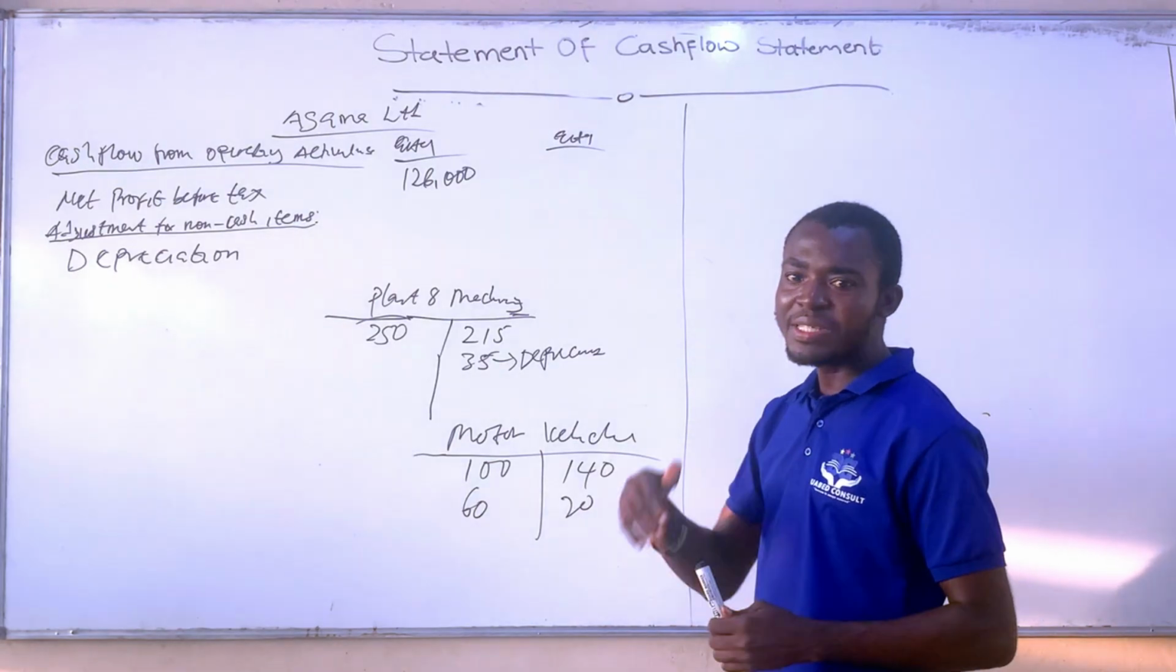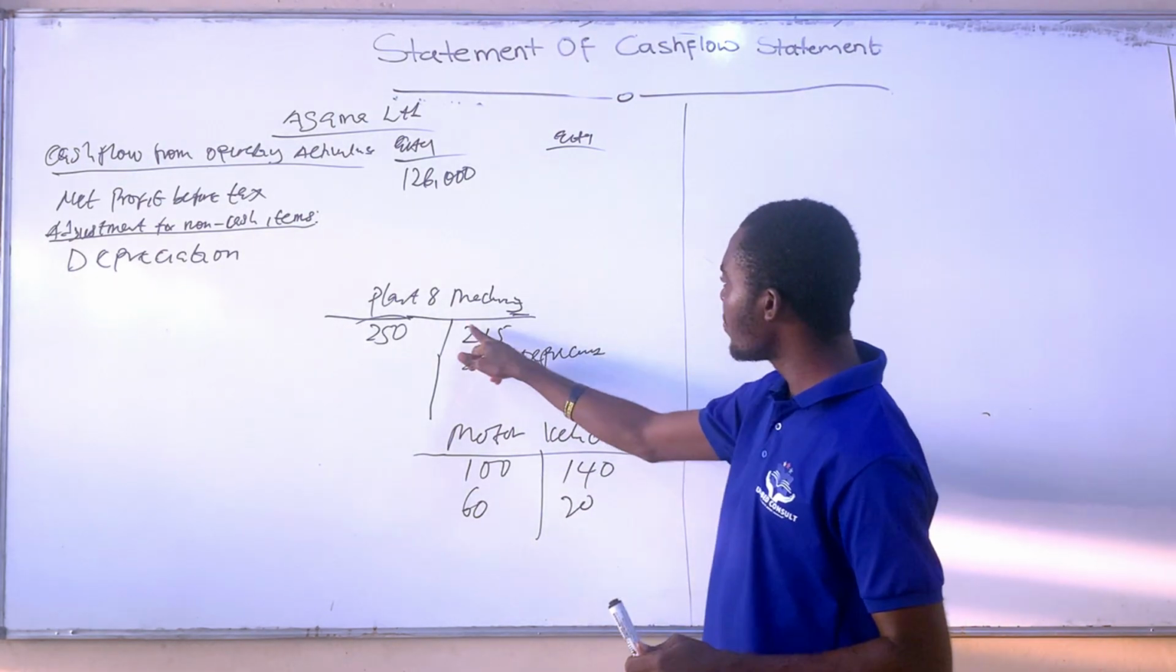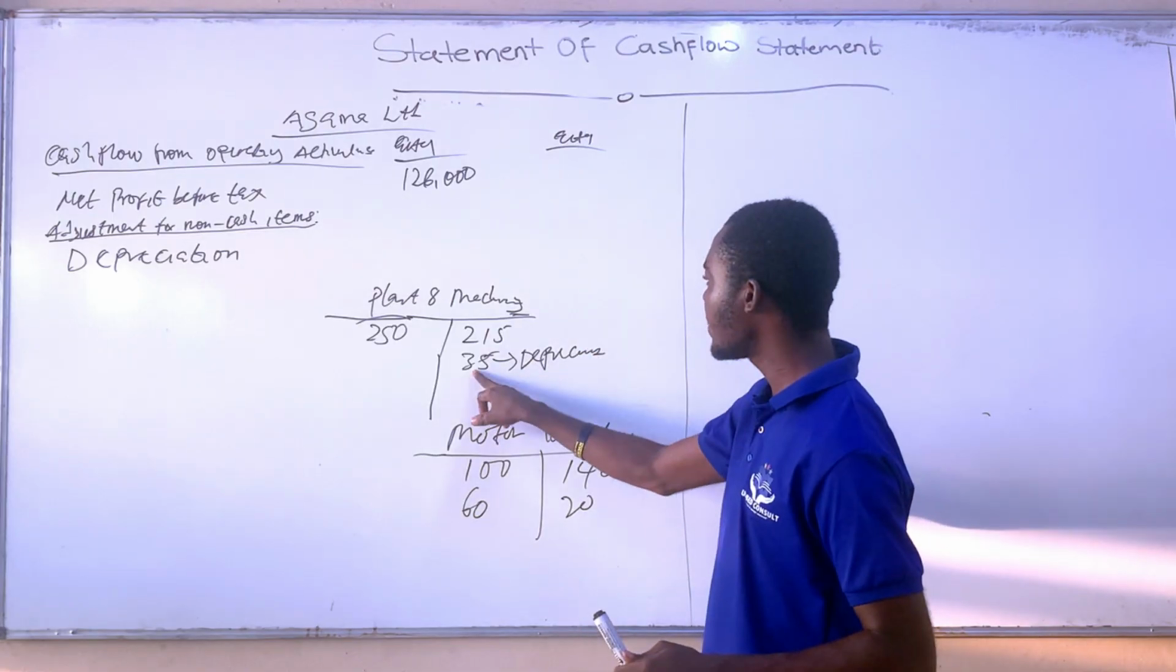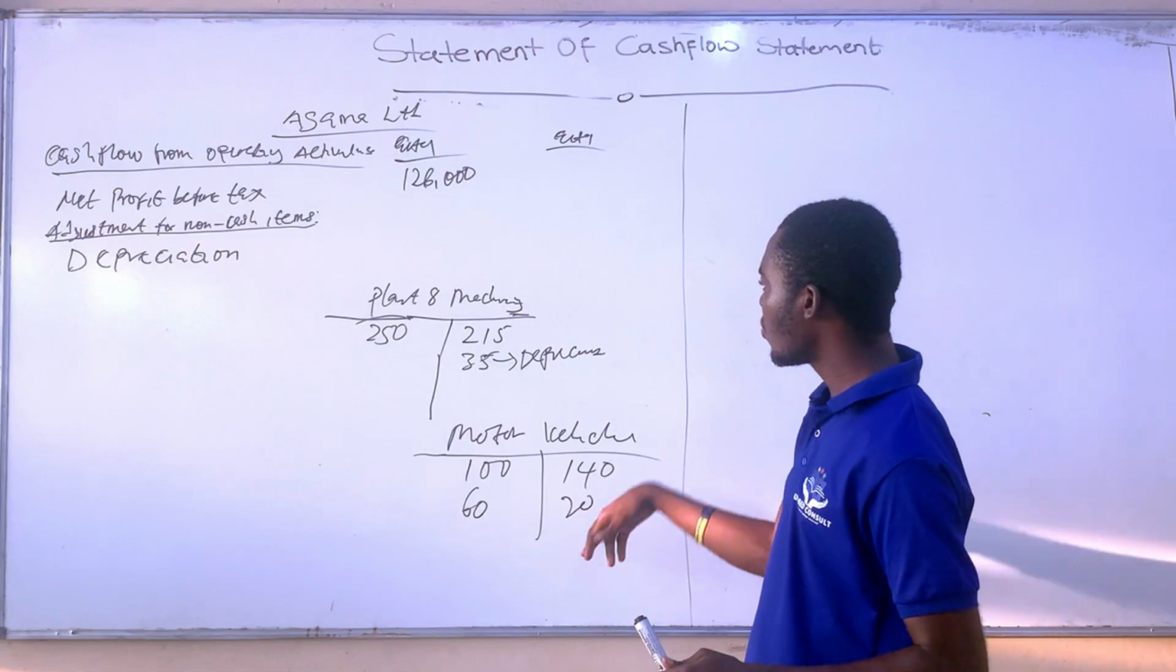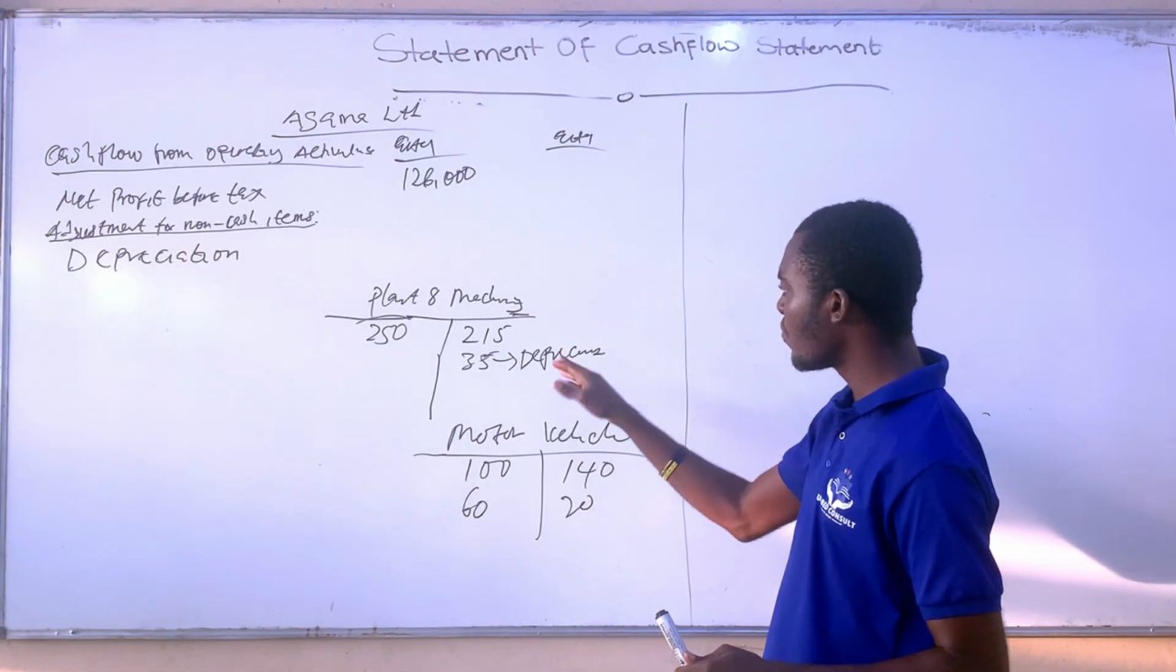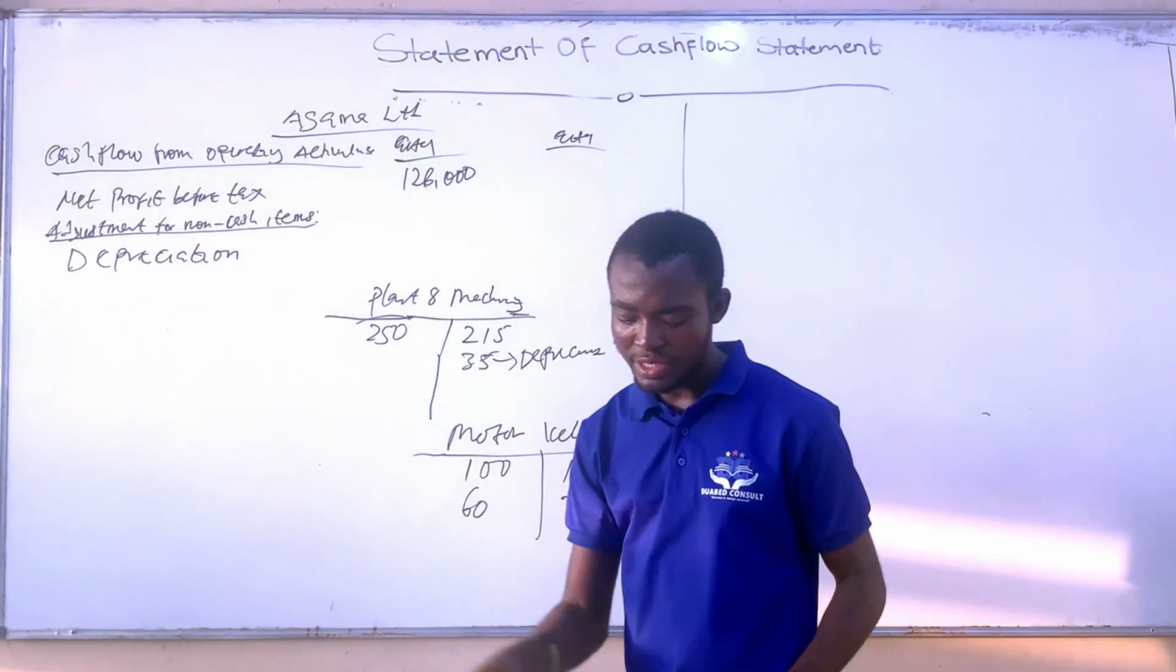So the total depreciation charge for the year would be that of plant and machinery, which is 35, plus that of motor vehicle, which is 20. So the total depreciation charge for the year will be 55,000.